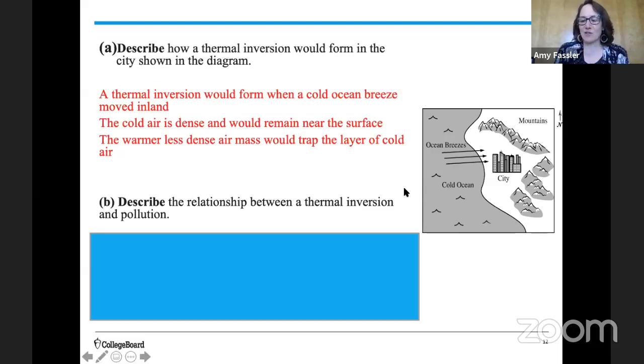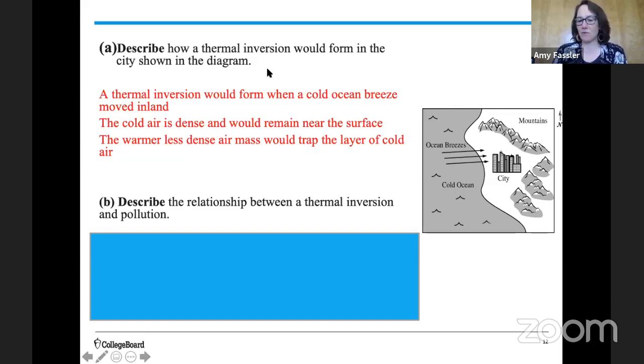So one characteristic to describe how this forms is I've got that cold ocean breeze that's coming in, and that cold air mass is going to sit, it's going to be dense, and it's going to remain near the surface. And the warm, less dense air mass is going to trap that cold air. So I went into kind of an extensive description, but you should have been able to get that idea across.